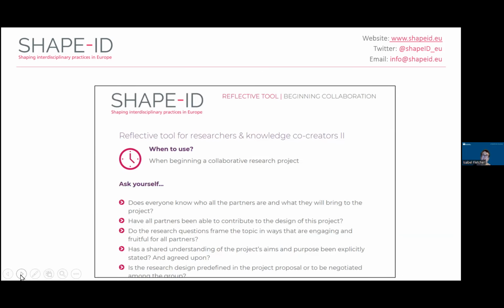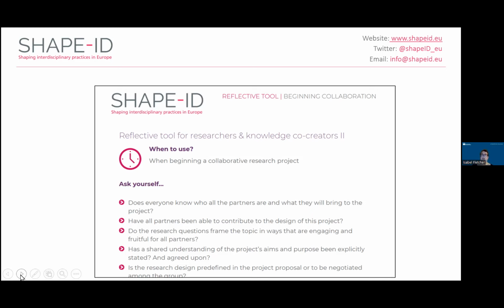So this is one that's a kind of reflective tool. It's questions to think about at the beginning of a collaborative research project. And it starts from the really basic. Does everyone know who all the partners in the project are and what they will bring to it? I wrote this one, but it comes out of my direct experience. I've been in interdisciplinary research projects where I didn't know who all the partners were, and that makes participating really difficult.